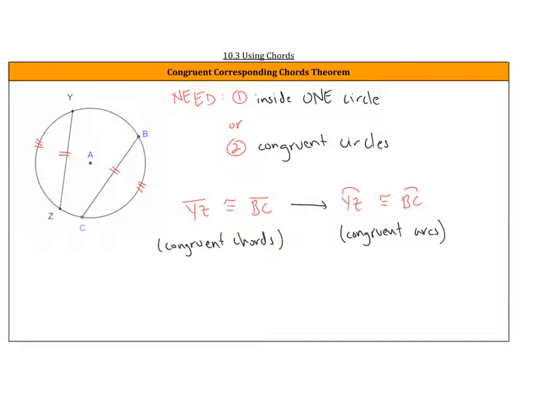So basically, within one circle, which is what we have here, if you have congruent chords, then you can conclude that you have congruent arcs as well. Now, this theorem actually does go both ways. So instead of starting with congruent chords, we can actually start with congruent arcs. So in this very same circle, if we knew that arc YZ is congruent to arc BC, then we are allowed to conclude that the chords BC and YZ should also be congruent. Now let's go ahead and see how this is used in an example.